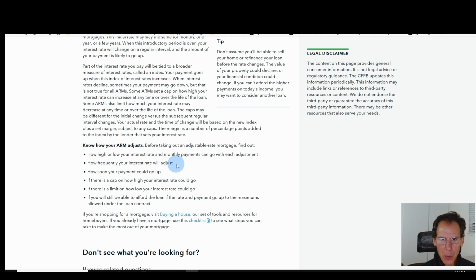How frequent your interest rates will adjust, how soon your payment could go up, if there's a cap on how high your interest rate could go, if there's a limit on how low your interest rate could go, that's critical. Also, will you still be able to afford the loan if the rate and payments go to the maximum? Like I said, you're going to have this max cap. If that is 10%, can you afford that?